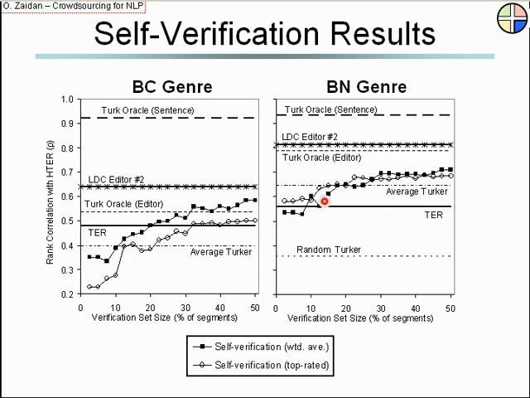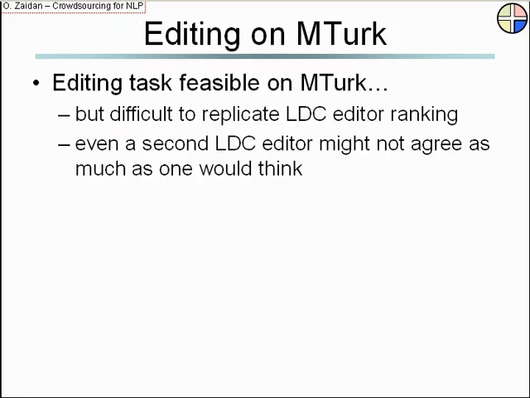So obviously the more calibration data you use, the better you'll be able to predict the professional editor's behavior. But in the conversation genre, for example, you need more than 20% of your data for calibration just to even catch up with the TER baseline. So, overall, these experiments told us that the editing task, even though it was feasible to actually perform on Mechanical Turk, the results that we get back wasn't that great, at least according to our measure. It was difficult to replicate the behavior of the LDC editor. And even a second LDC editor would not have predicted the first one's edit actions perfectly.